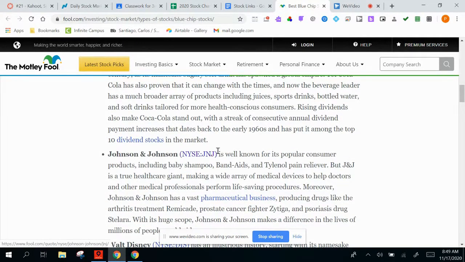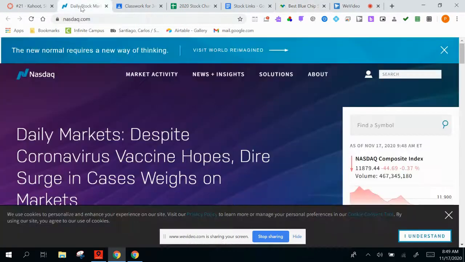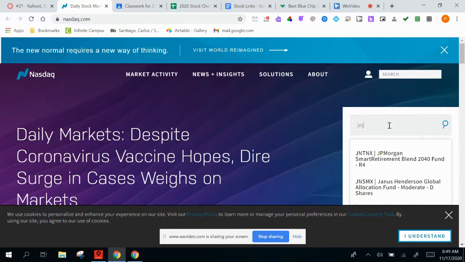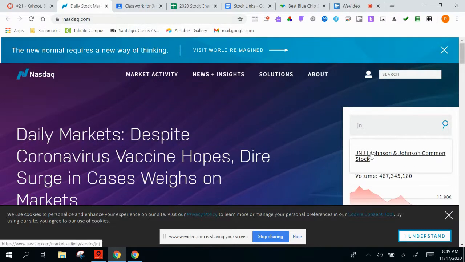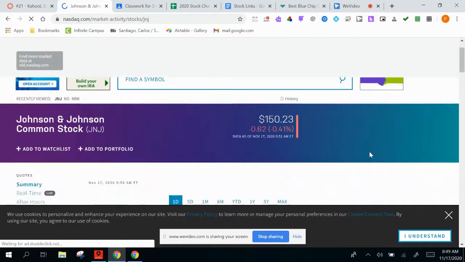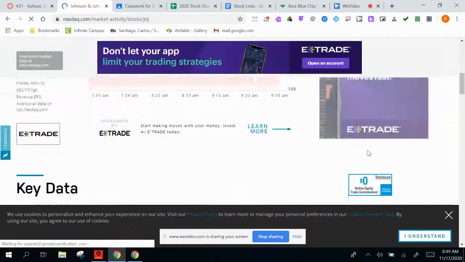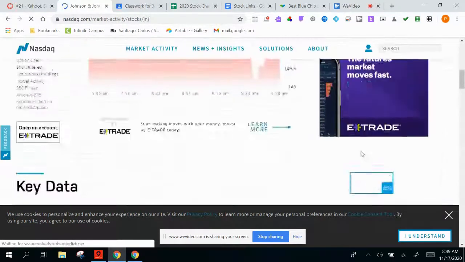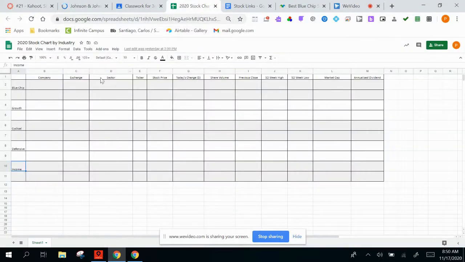Okay, so when I go to Nasdaq.com, in this search bar where it says find a symbol, I'm just going to type in JNJ, and there is Johnson & Johnson. There is all sorts of information for me to look at here, just a ton of it. And it goes back several years. When I look at my stock chart, the first thing I'm going to put in here for my company is Johnson & Johnson. Let me zoom in a little bit here so you guys can see that better.